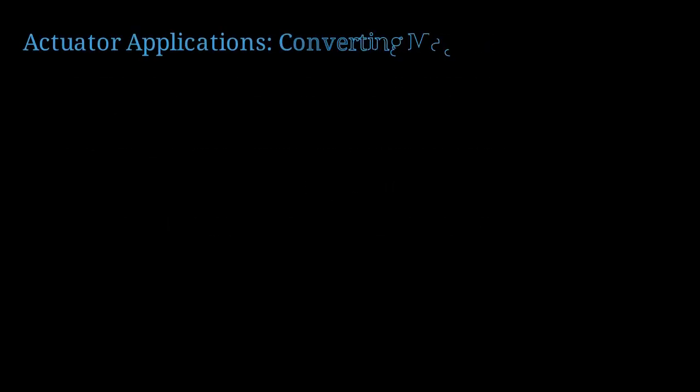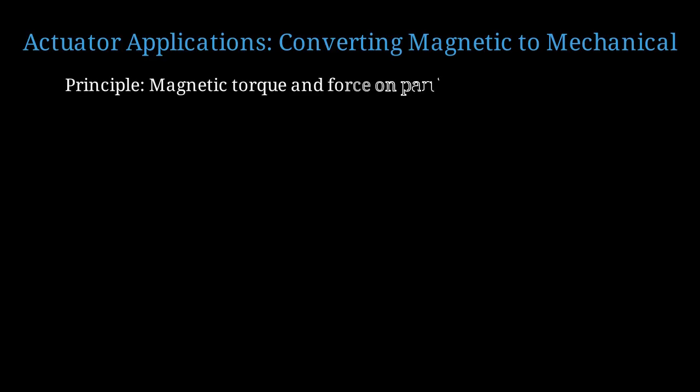Now we arrive at the exciting applications. How do we use these particles as actuators that convert magnetic energy into mechanical work? The fundamental principle is that magnetic fields exert torque and force on magnetic particles. Torque aligns the particle, while gradient forces translate it.